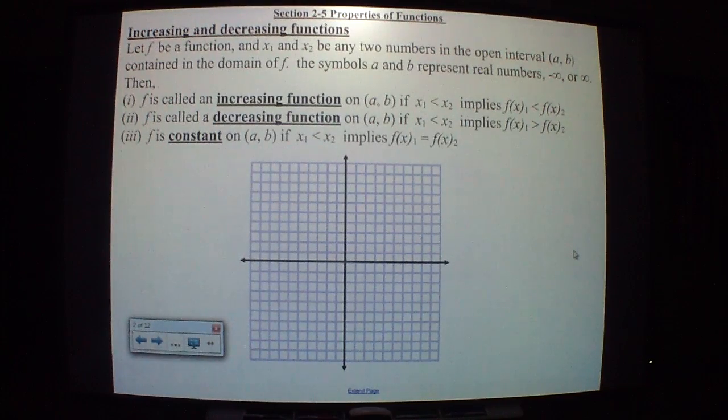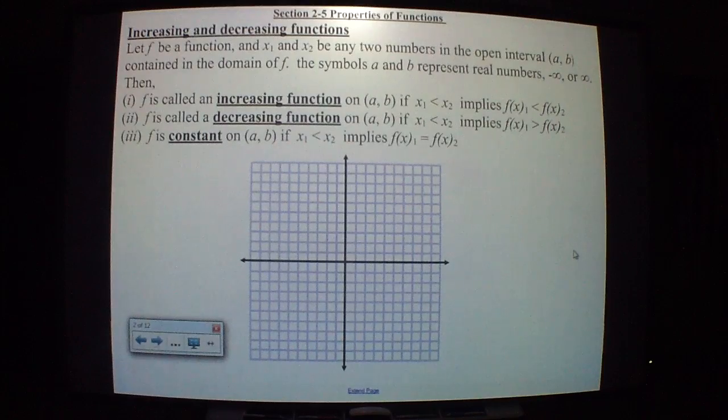2.5, properties of functions. Properties of functions. You can have increasing functions, decreasing functions. Functions can both increase and decrease in the same function. An increasing and decreasing function.